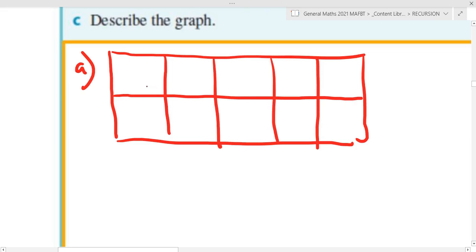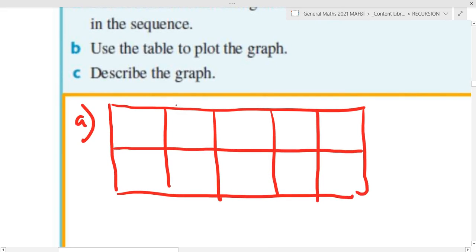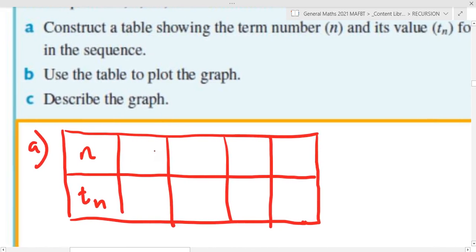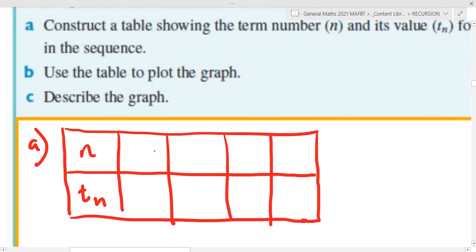Make sure you have all the numbers that you can fit in there. For this one, it's a little bit tricky, but n is the term number. Tn refers to the term value. So n is the number, Tn is the value. You might be tempted to use Tn as the term number, but n refers to the term number, and Tn is the value for it. So it wants us to make a table for the first 4 terms. What is the value for the first 4 terms, basically?